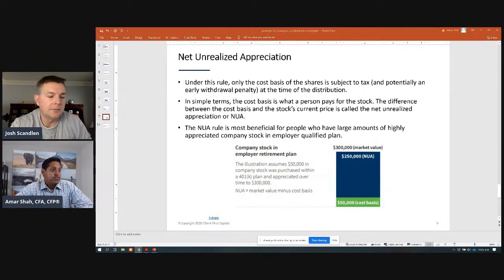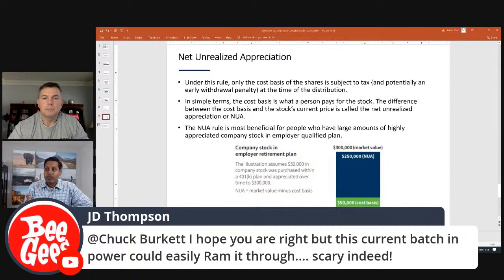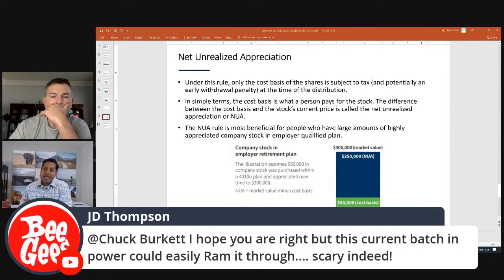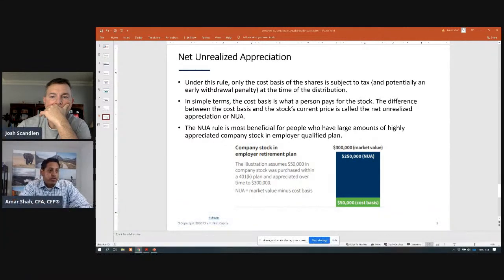So go in. So what net unrealized appreciation is essentially, is taking your company stock, that cost basis in there, and paying ordinary income taxes on that dollar amount, and then removing it from your qualified retirement plan. So in terms of distributions, what you're doing is reducing your future RMDs, because they're based off your 12/31 balance on the remaining of your qualified plan.